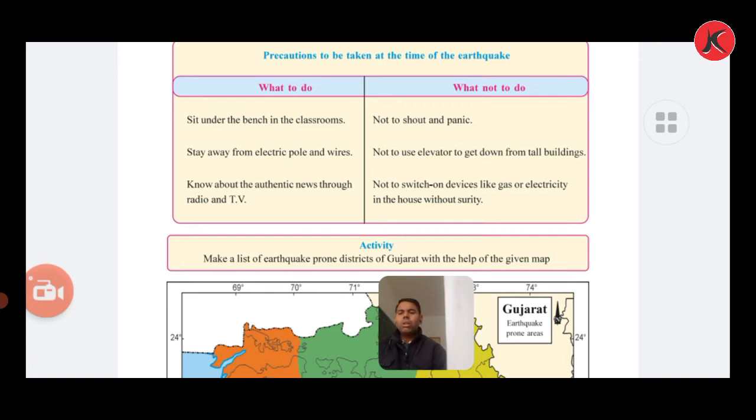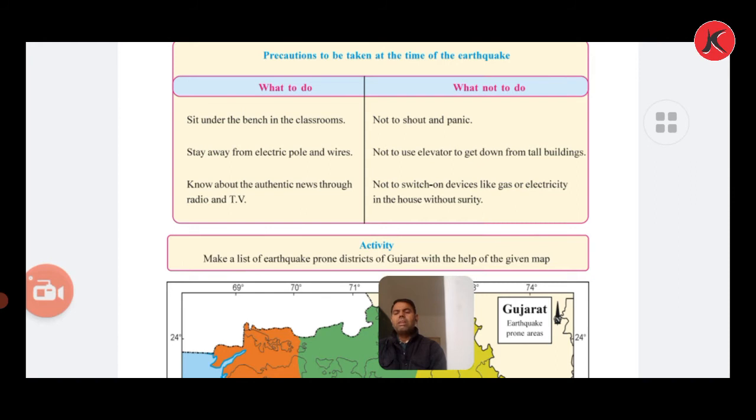After that, what not to do, what we cannot do at that time? Not to shout and panic. We cannot shout such things, or we cannot panic. Not to use elevators to get down from the tall buildings. If tall buildings are there, we must not use elevators.